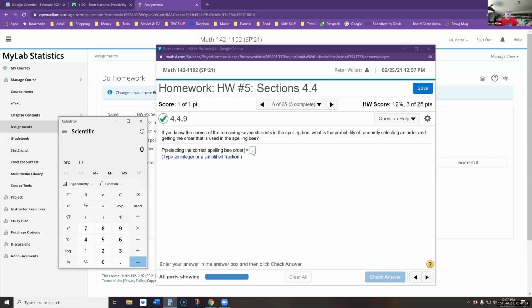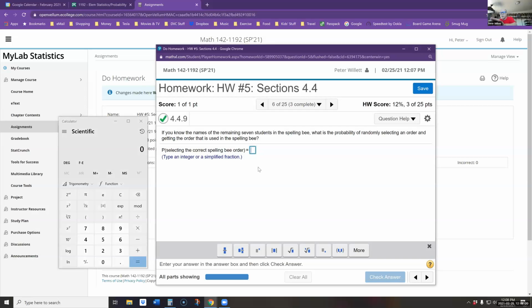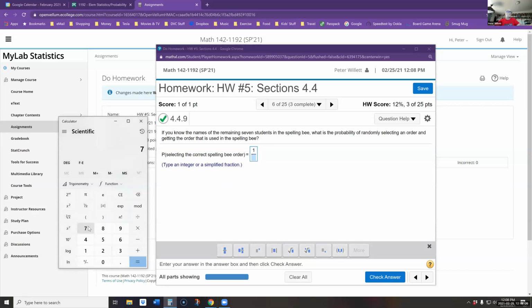So this would be 1 divided by, and then I need to find out what 7 factorial is. So I'm going to go to the calculator and go 7 and hit the factorial button, and that gives me 5,040. So that means that the probability of getting the right order is 1 over 5,040. I don't know if it's going to like the comma. Let me take that out just to be safe. It should not mind it, but I'll be safe.